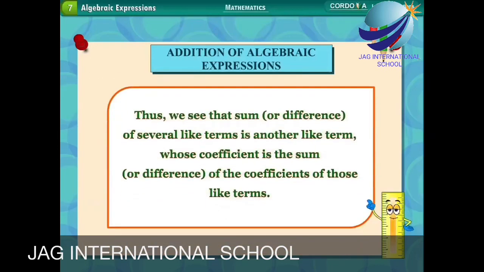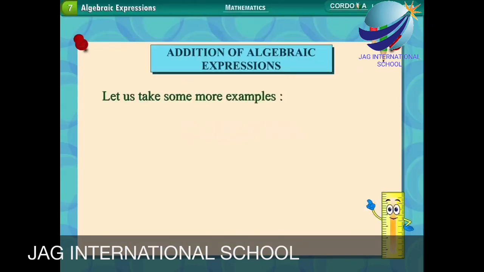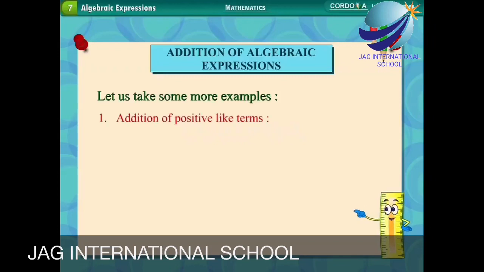Thus we see that the sum or difference of several like terms is another like term, whose coefficient is the sum or difference of the coefficients of those like terms. Let us take some more examples. Addition of positive like terms.